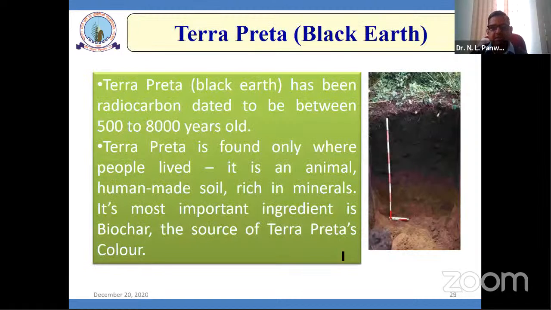Now see, in the Amazon corner of the world, terra preta simply means black soil produced due to human activity. The black earth has been radiocarbon dated to around 500 to 8,000 years, and is found only where people lived. It is rich in minerals, and its most important ingredient is biochar, the source of the terra preta color. Where more organic carbon is there, it becomes black in nature.